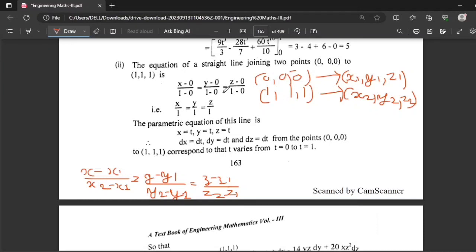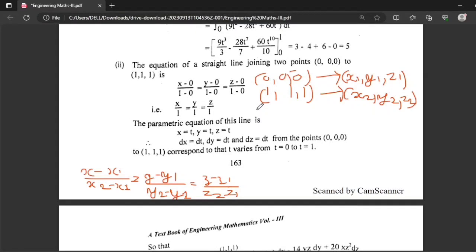x2 minus x1 is 1 minus 0, and y minus y1 is y minus 0 divided by y2 minus y1, which is 1 minus 0, and z minus z1 is z minus 0 divided by z2 minus z1, which is 1 minus 0. So 1 minus 0 is 1, x minus 0 is x, y minus 0 is y, and z minus 0 is z. So it is x divided by 1 equals y divided by 1 equals z divided by 1.